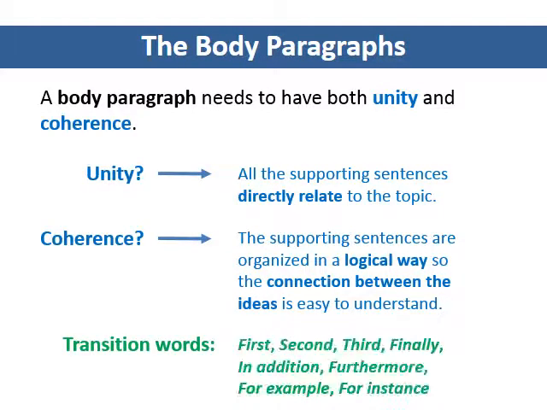To help give a paragraph coherence, we can use transition words, which show relationships between ideas. For example, first, second, and third often introduce a list of major ideas. The terms in addition and furthermore may tell us the writer is making an additional point. Finally, we can use the transition words for example and for instance to signal specific examples.